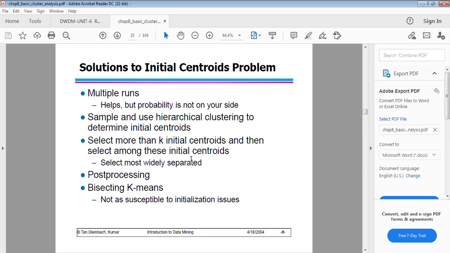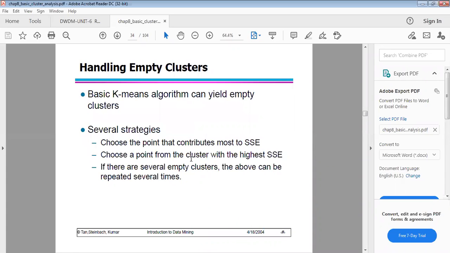Select more than k initial centroids and then select among these initial centroids. Post-processing we have to perform, and you can also use the bisecting k-means algorithm. Simply, you can say that initialization issues can be handled with the bisecting k-means algorithm. This is handling empty clusters. The basic k-means algorithm can yield empty clusters. Several strategies related to the SSE can be used.